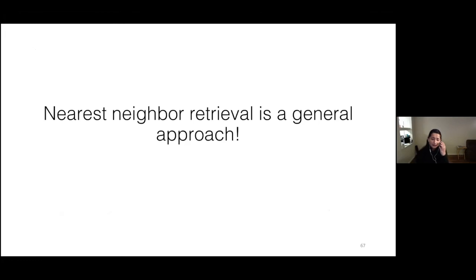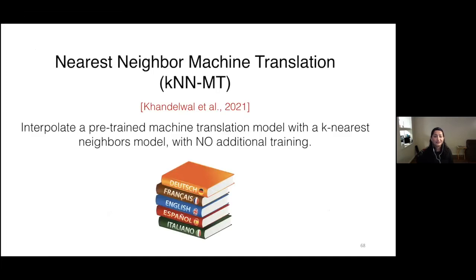So given these improvements in LM generalization, an actual question that arises is, well, how general of an approach is memorization? And in order to verify its generality, we propose nearest neighbor machine translation, or KNN-MT, where we interpolate a pre-trained machine translation model with a nearest neighbors retrieval component, still without any additional training.